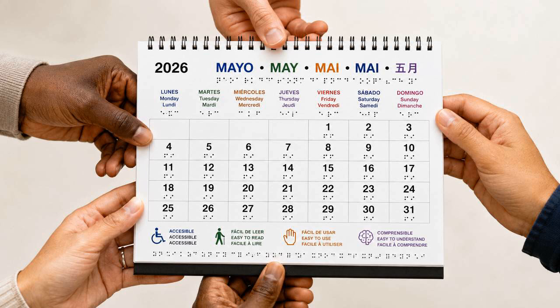Wrapping up. The next time you add a date to an interface, don't just ask, is this accessible? Ask something even more important. Will people understand it? Will they be able to use it with confidence? Because in the end, accessibility isn't just about helping people read time. It's about helping people make the right decisions at the right time.